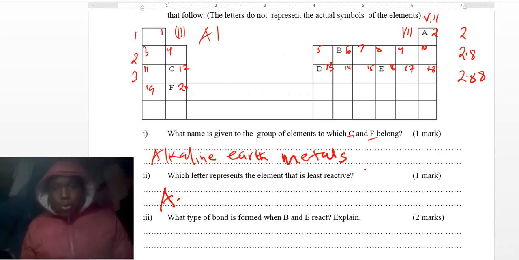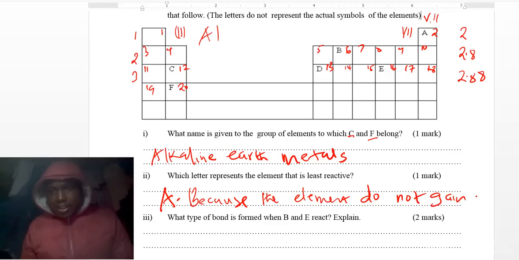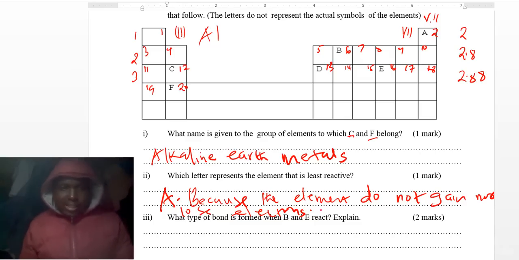They forgot to write explain, but you need to explain why you are saying that. You say that because the element does not gain nor lose electrons. In other words, you can say the element is stable. The electronic configuration of that element is stable, so it doesn't react. As simple as that.